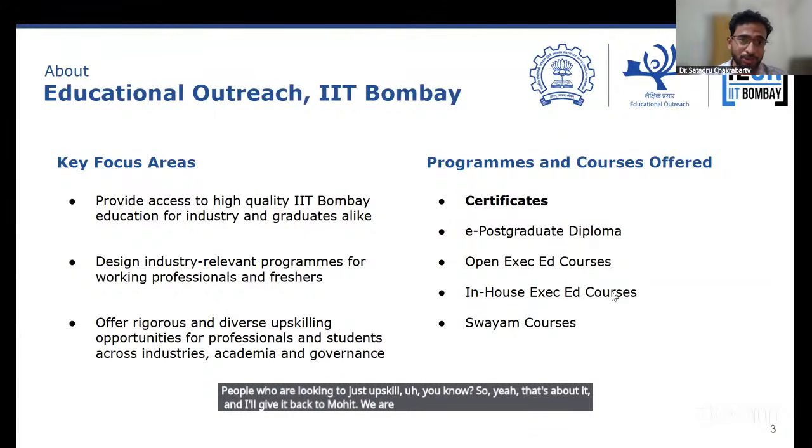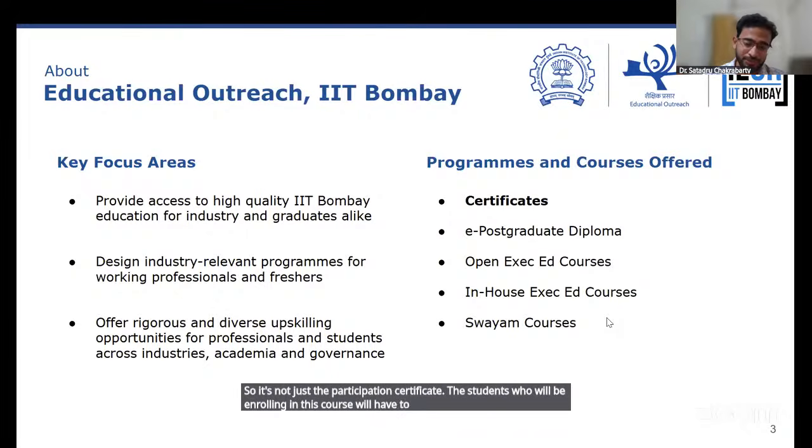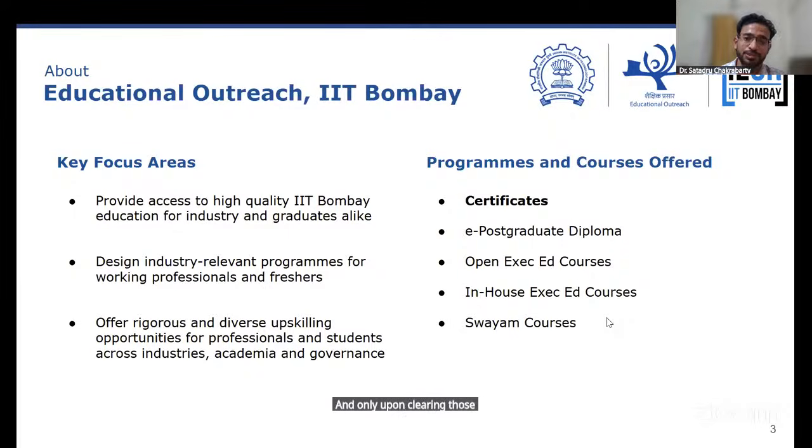We are very excited to launch this program in partnership with Great Learning. And this certificate is also special in the sense that it's a completion certificate, which holds a greater value in the real world. So it's not just a participation certificate. The students who will be enrolling in this course will have to undergo certain assessments and evaluations. And only upon clearing those assessments will they be awarded the completion certificate. Professor Priyank will definitely talk more on this, as well as Mohit. So yeah, over to you.